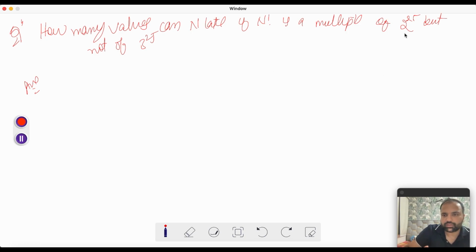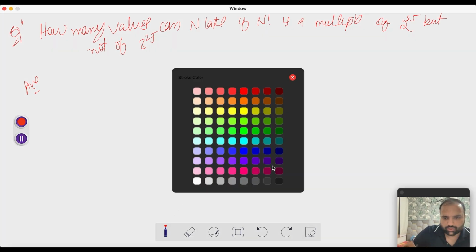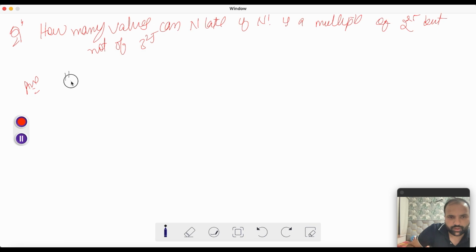So how many times does 2 come? If we try to solve it in 1 factorial to 10 factorial, the number of times 2 would appear would be 8. 11 factorial to 20 factorial, again 8. 21 factorial to 30 factorial, again 8. So we need 2 to the power 25, so it's almost 2 to the power 24.